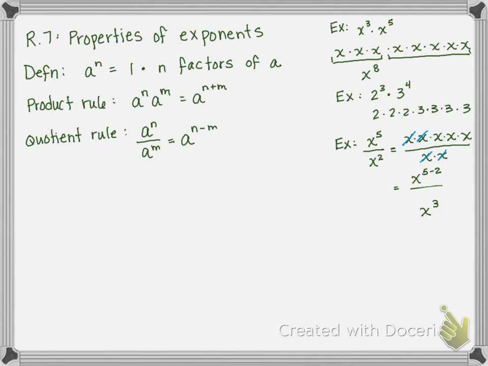The result of this always goes in the numerator, if you're subtracting the exponent on the bottom from the exponent on the top. So then the quotient rule leads us to a few things that we'll want to talk about. The first one is an exponent of 0.